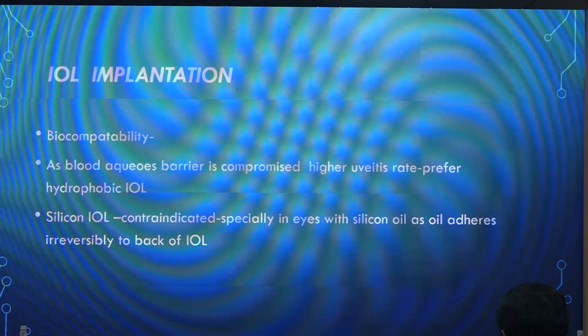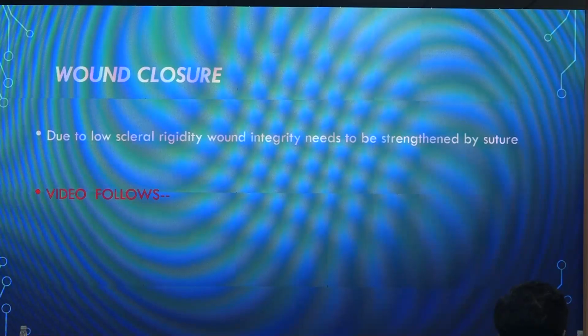So prefer a hydrophobic IOL only, and never put a silicone IOL if you have silicone oil in the eye, because oil adheres irreversibly to the back of the IOL. Wound closure: due to low scleral rigidity, wound integrity needs to be strengthened by suture many times.